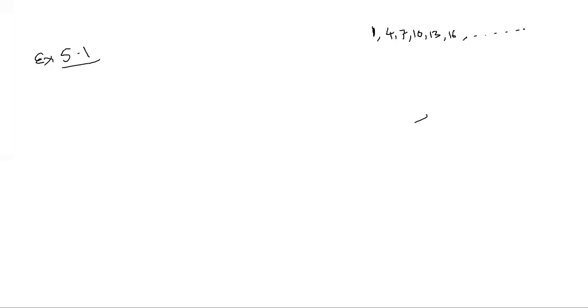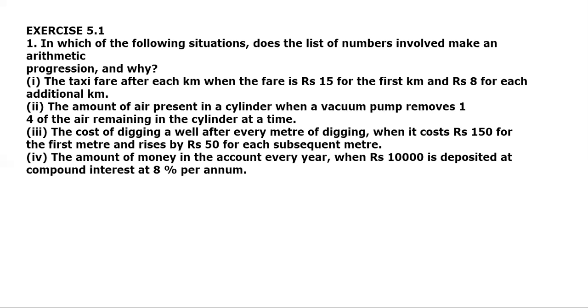So in exercise 5.1, we have to find which of the following situations, where the list of numbers involved, makes an arithmetic progression. Question number 1: in which of the following situations does the list of numbers involved make an arithmetic progression?